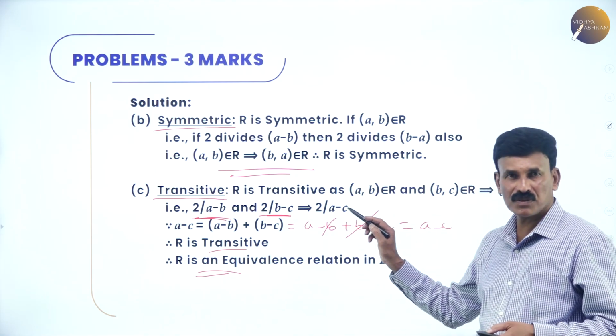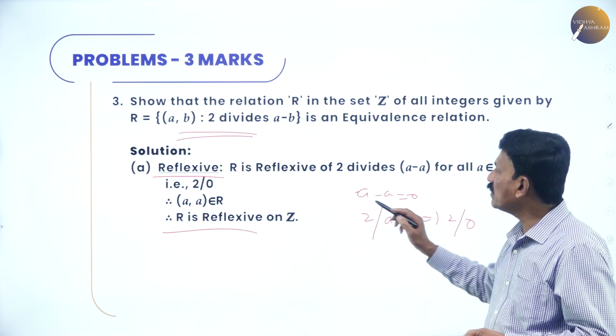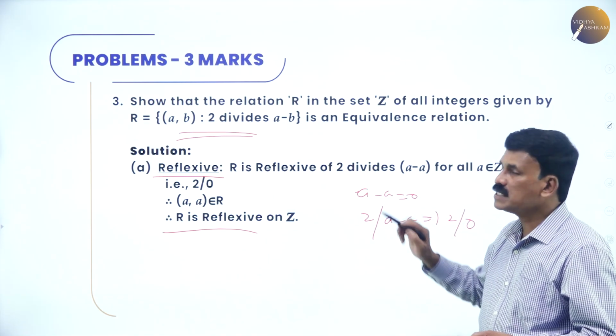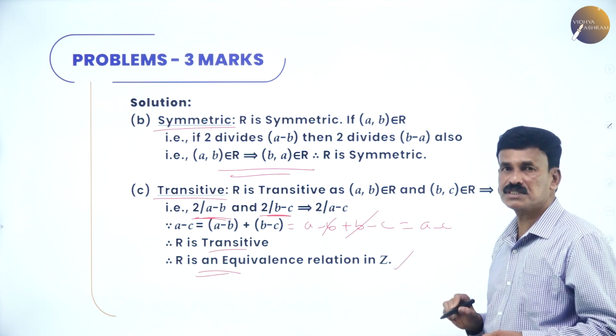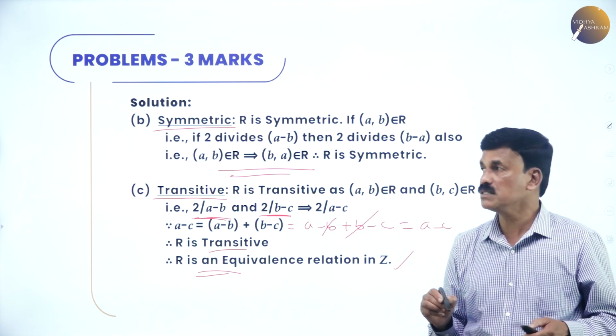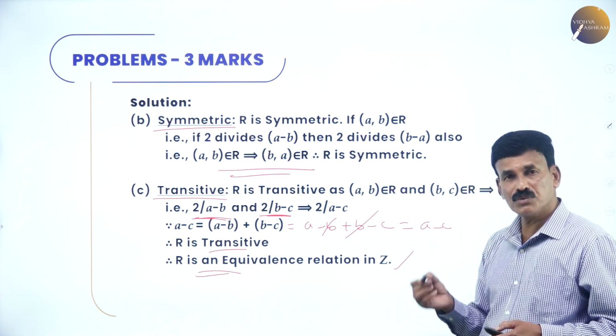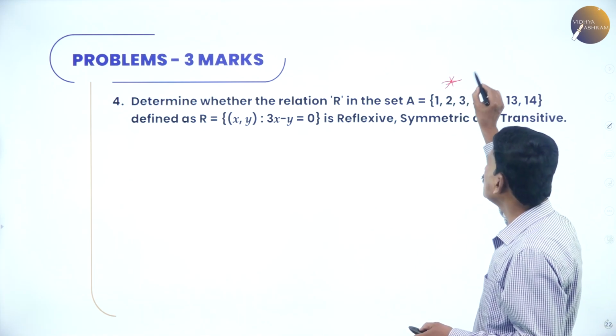That means the relation R given by 2 divides A minus B is an equivalence relation. This is an equivalence relation on Z. This type of problems are very, very important for 3 markers. Now let us take one more 3 marker example. This is a very, very important problem indeed.